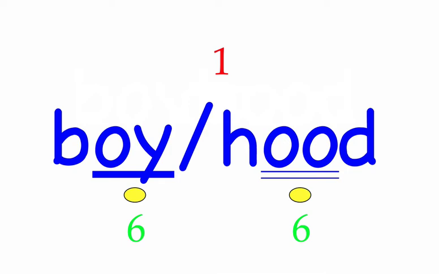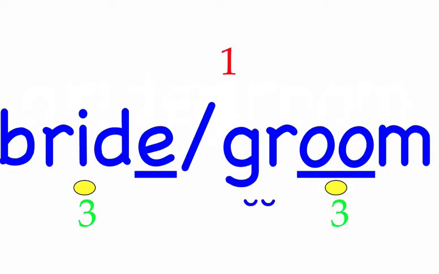Row 6. Bridegroom. The bridegroom was extremely nervous. Bride, 4 sounds: B, r, I, d. Groom, 4 sounds: G, r, u, m. Bride, groom. Mark the word. Again, we have a blend, GR. We protect it by putting half circles under the G and the R.